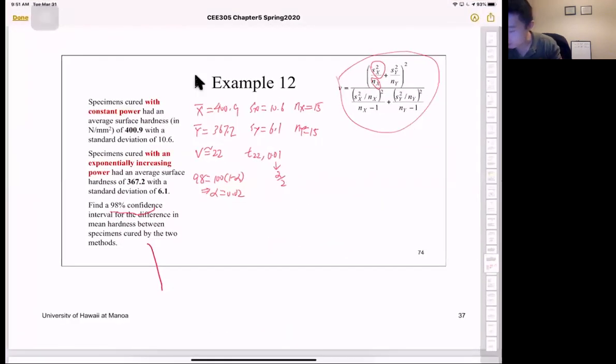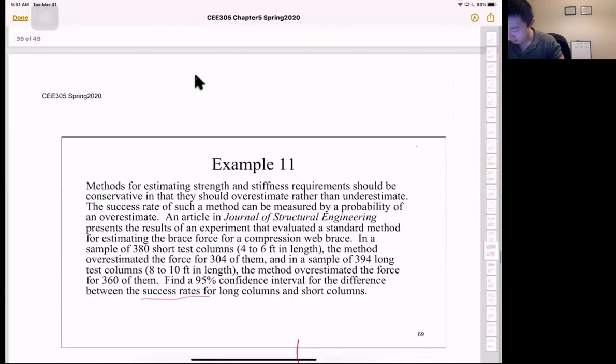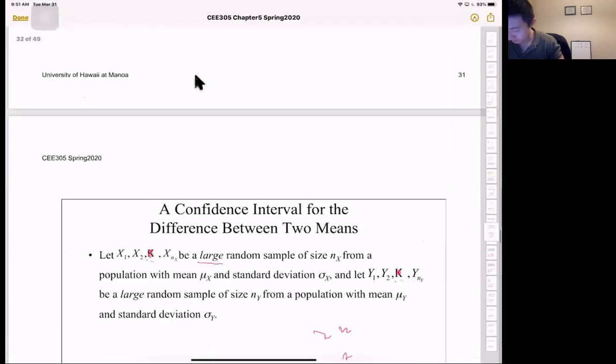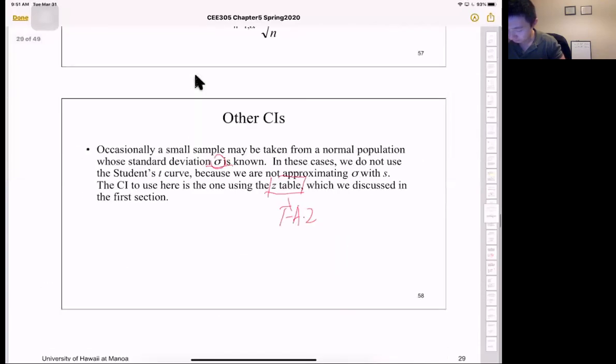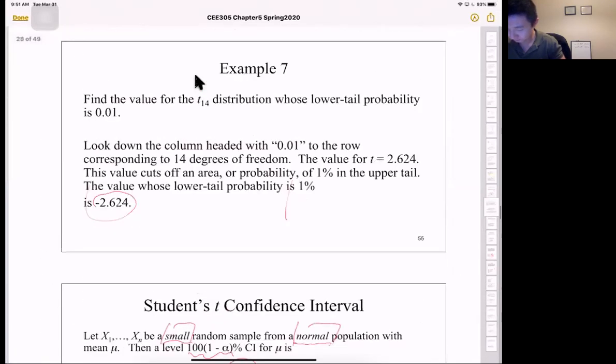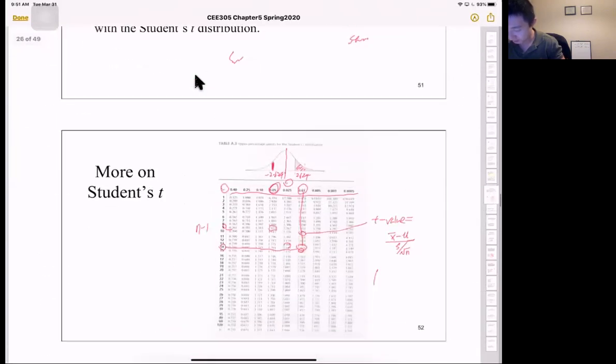So based on table 8.3, the value will be 2.508. Okay. I will try to get table 8.3 for us. I think it's somewhere. Sorry. Here.